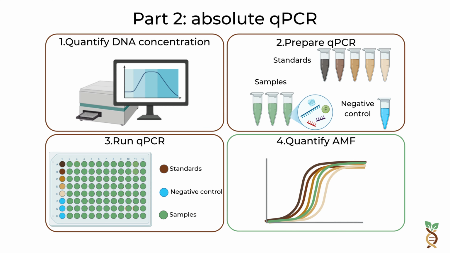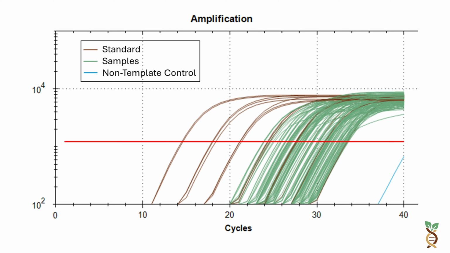Finally, we can quantify the AMF in our samples. Using the standard, a regression line is calculated to determine the number of gene copies present in each sample, for example, using the program which goes with the qPCR machine. You have now quantified AMF using absolute qPCR.